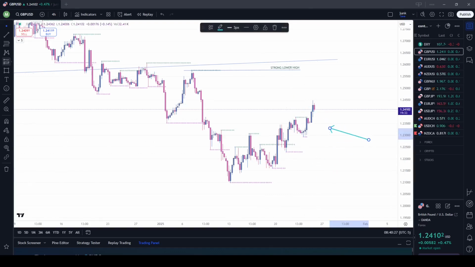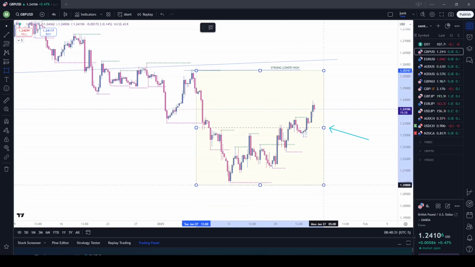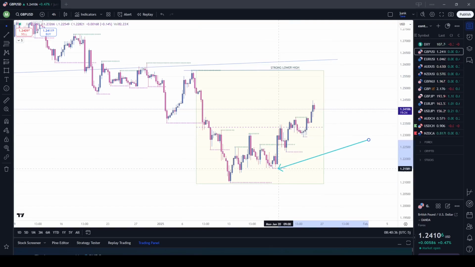Let's map out the range. So as you can see, it's been making higher highs, higher lows, higher highs, higher lows, higher highs, higher lows. So this is bullish intent. But like I was saying before, this is one of the weaker dollar pairs. It hasn't even come back close to this lower high, but it's still internally bullish.